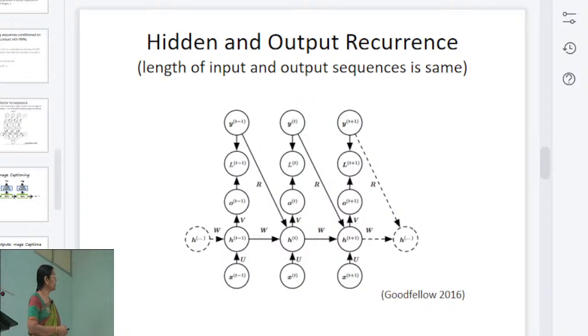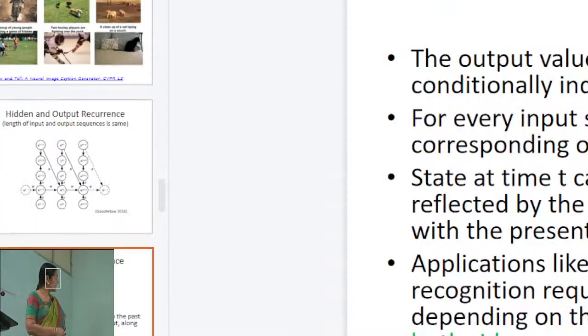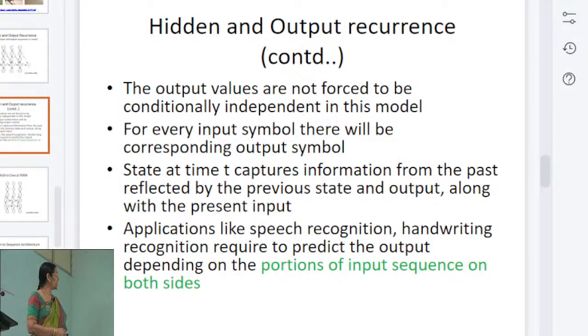So, when you are working with hidden and output recurrence, that means getting the recurrence from the output nodes, reflected by the previous state and the output along with the present input. And then we have applications like speech recognition and handwriting recognition, and they require predicting the output based on the positions of the input sequence on both sides. So, till now we have been discussing processing of a sequence in a single direction, okay, from t equal to 1 to t equal to tau. But certain applications require processing the sequence from both sides in order to understand the role played by a specific word in a sentence. You have to see what is there prior to it and after it.